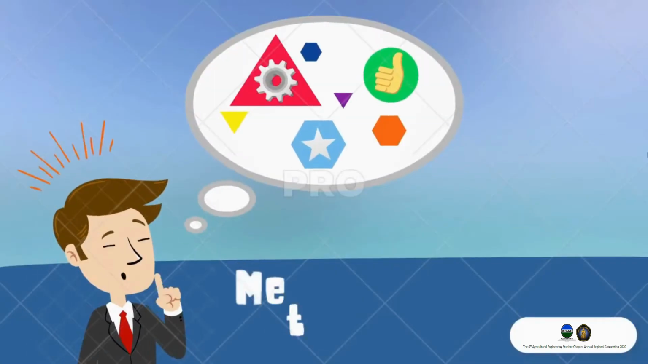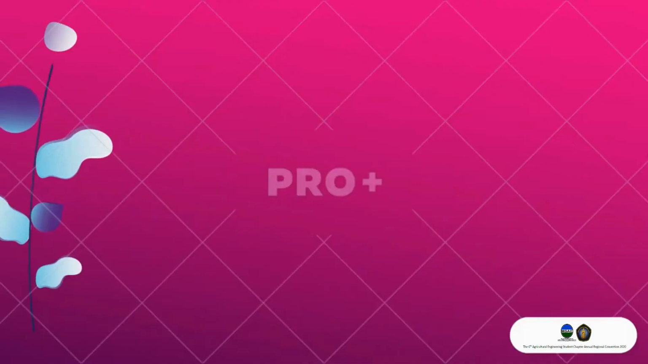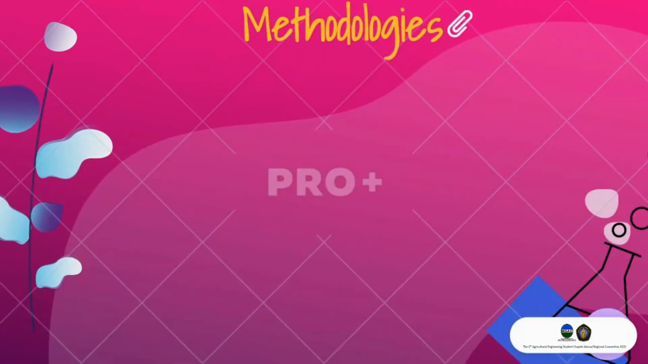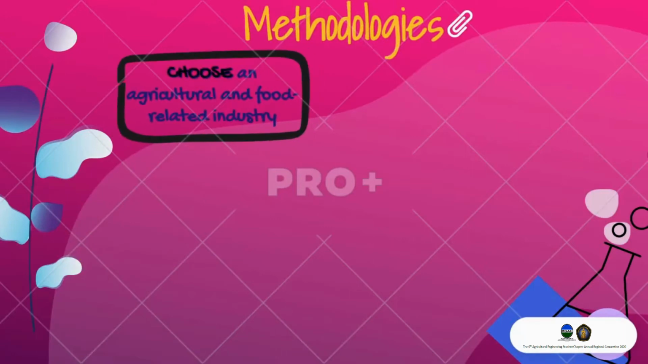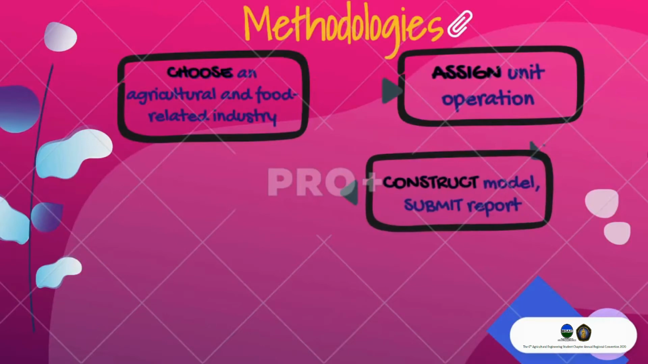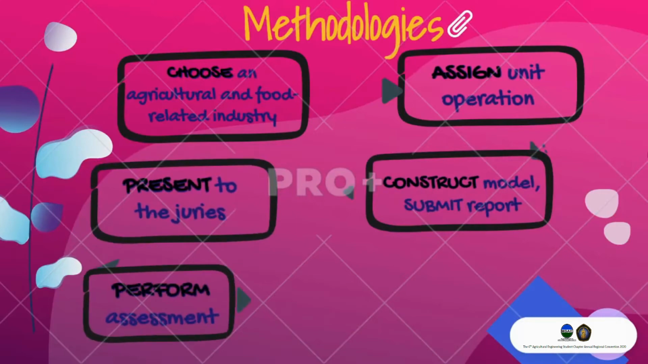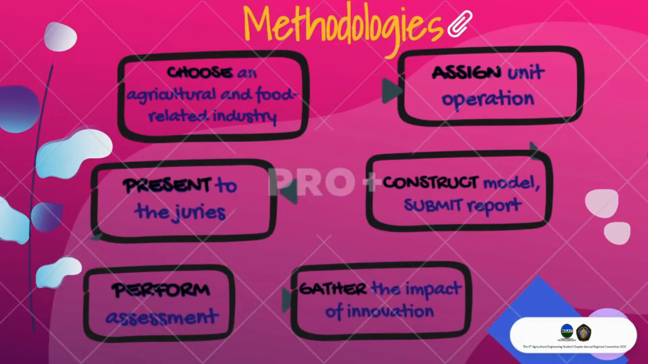What is the methodology of our research? The methodology follows these steps: choose an agricultural and food related industry, then assign unit operations, construct models, and submit a report. We present the models to the jury, and we perform assessment before we gather the impact of the innovation.